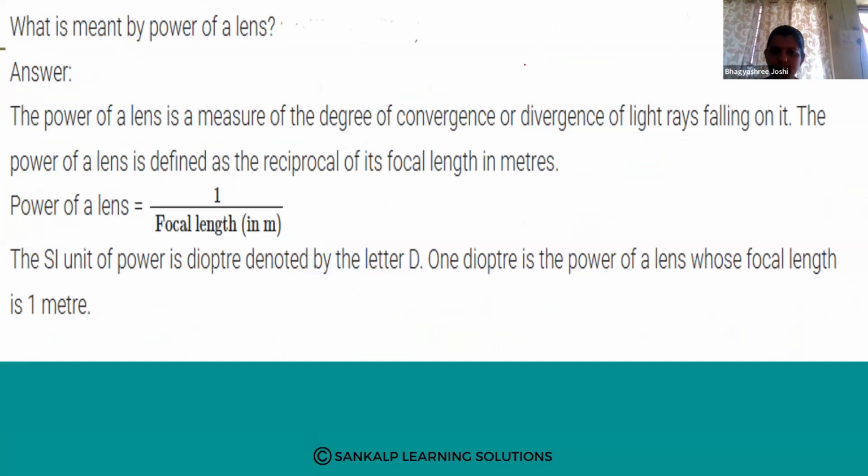What is meant by the power of a lens? The power of a lens is a measure of the degree of convergence or divergence of a light ray falling on it. The power of a lens is defined as the reciprocal of its focal length in meter. So power of a lens is the degree of convergence or divergence. Power of lens P is equal to 1 divided by f, where f is focal length in meter. The SI unit of power is diopter, denoted by D. 1 diopter is the power of a lens whose focal length is 1 meter. Right?